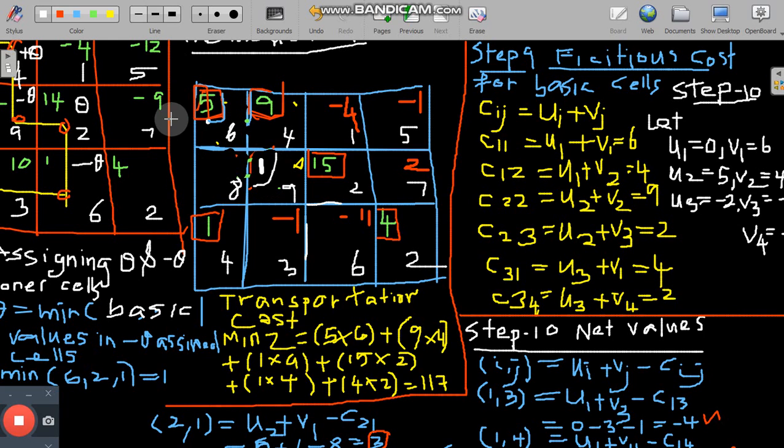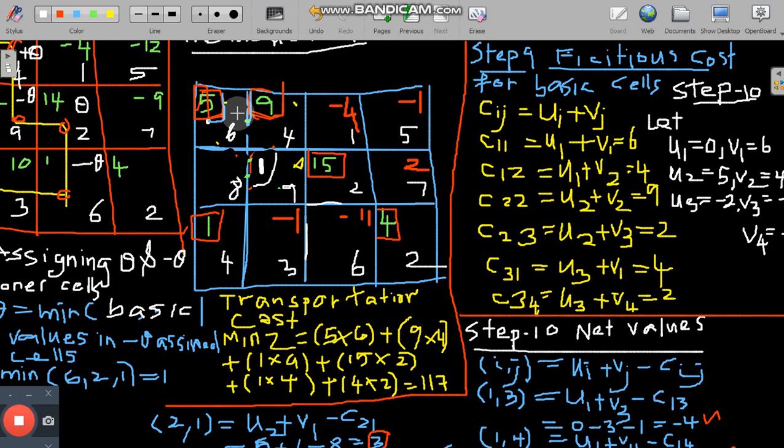So this is the assignment we got: x11 equals 5, x12 equals 9, x22 equals 1, x23 equals 15, x31 equals 1, and x34 equals 4. This is what we call the assignment.